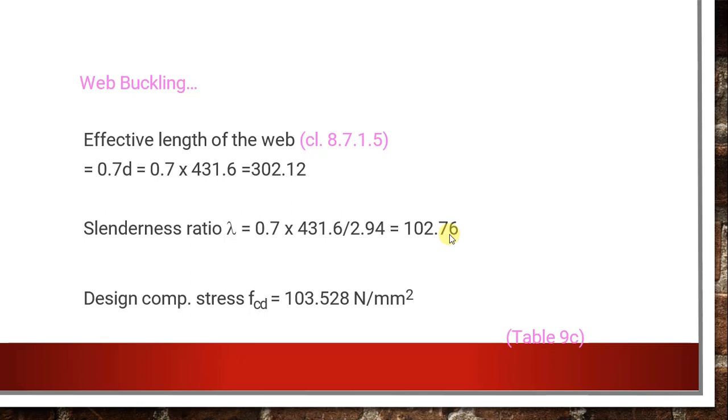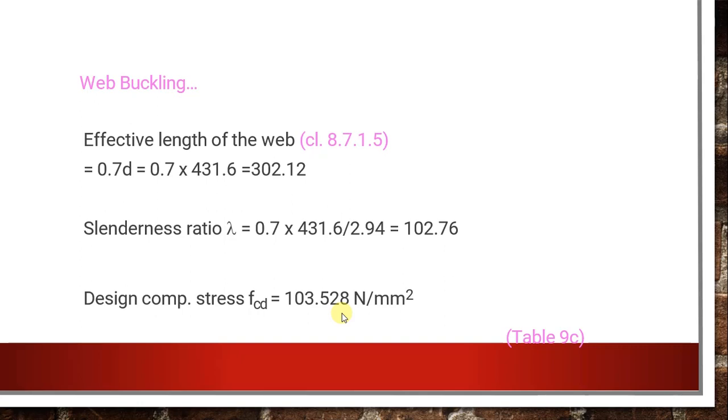Okay. Based on this lambda value, you have to find out the design compressive stress from Table 9C given in Indian Standard 800 2007. Table number 9C, that is the buckling class C, you have to refer to that table for calculating the design compressive stress. So here in this case, lambda is 102.76, and the corresponding fcd is obtained with the help of interpolation as 103.528 Newton per mm square. Okay.